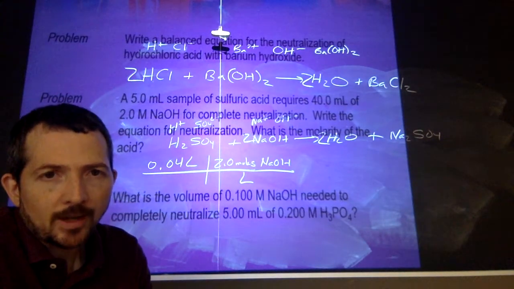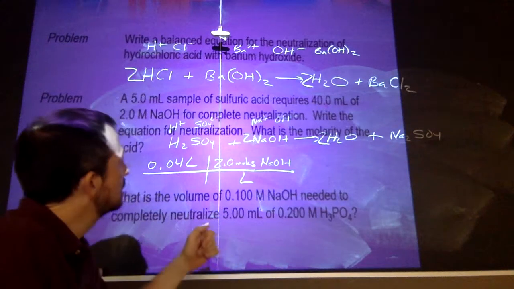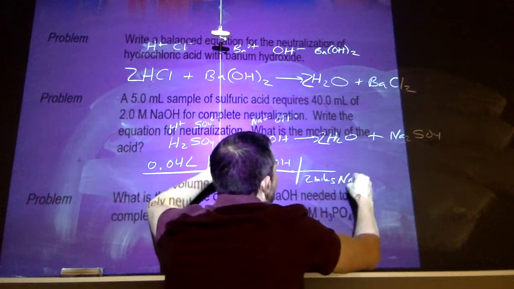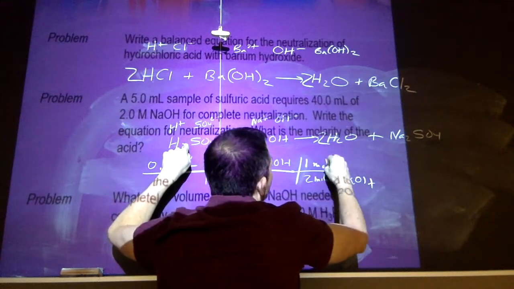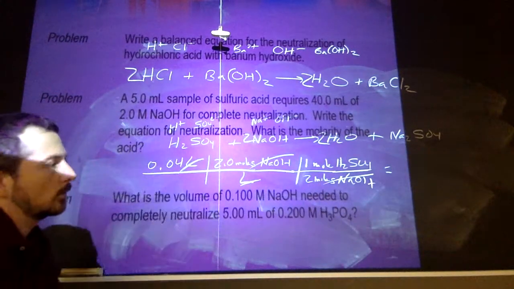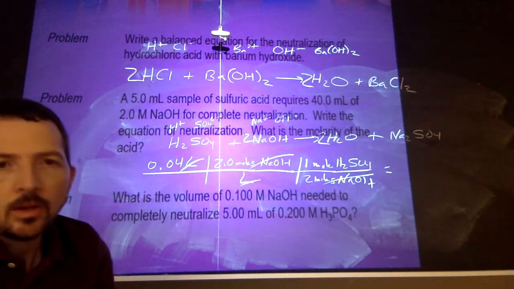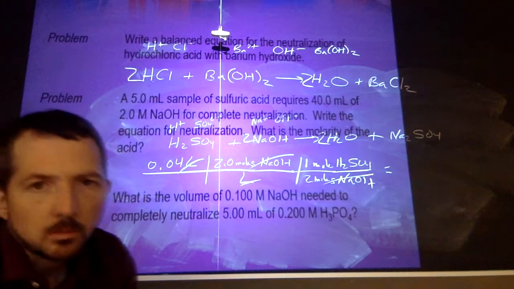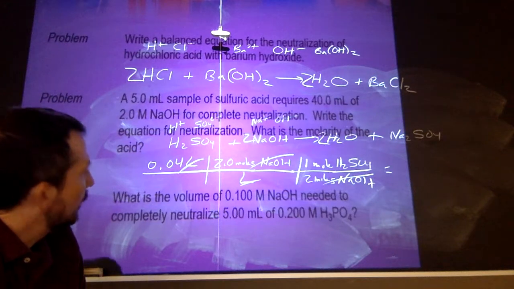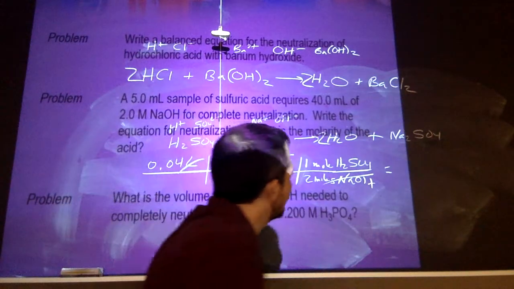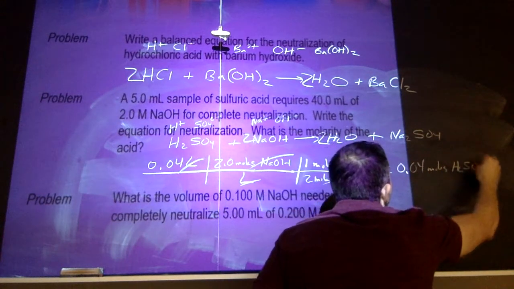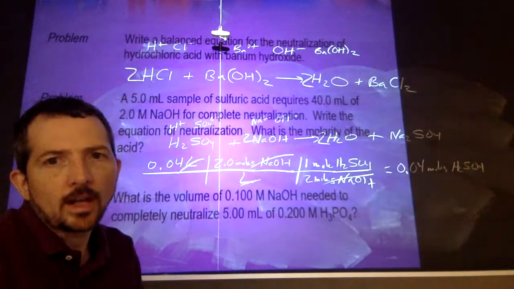Now find the moles of acid, so I'm going to use my balanced equation. 2 moles of base react with 1 mole of your acid. So now I've got my number of moles of my acid. So 2 divided by 2 is 1, so 0.04 moles of sulfuric acid. So now I know the number of moles.